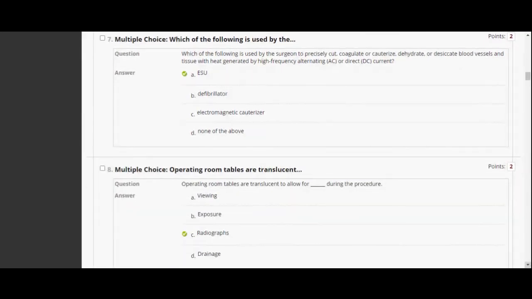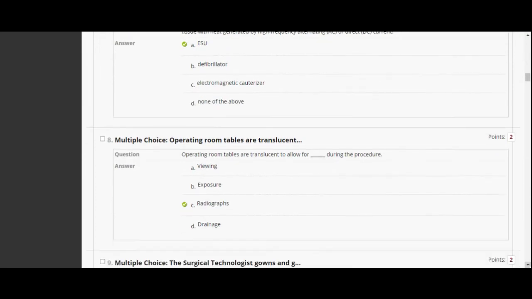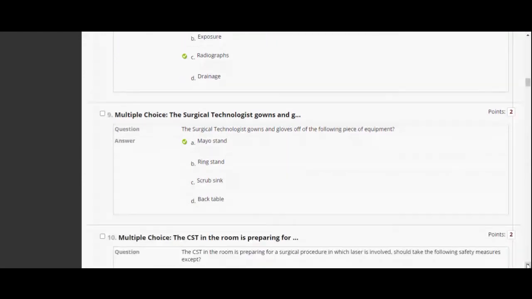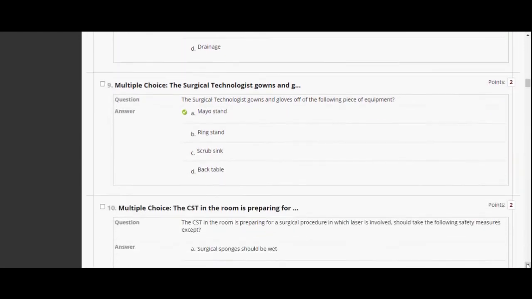Which of the following is used by the surgeon to precisely cut, coagulate, or cauterize, dehydrate, or desiccate blood vessels and tissue with heat generated by high-frequency, alternating, or direct DC current? It's your ESU, or your electrosurgical unit. Operating room tables are translucent to allow for radiographs during the procedure. The surgical technologist gowns and gloves off of the following piece of equipment. That's your Mayo stand.